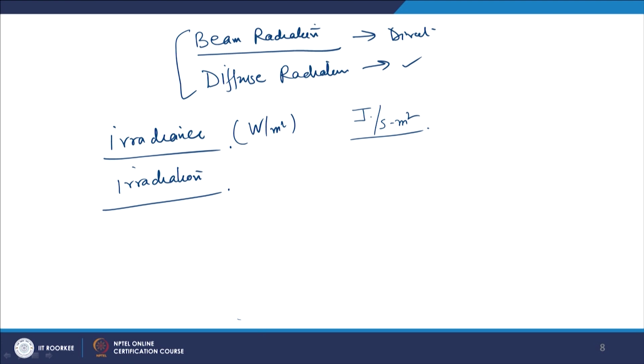Irradiation is not watt per meter square, it is joules per meter square. It is the energy falling on the earth's surface over a period of time, right. So, it is joules per meter square. This is known as irradiation.